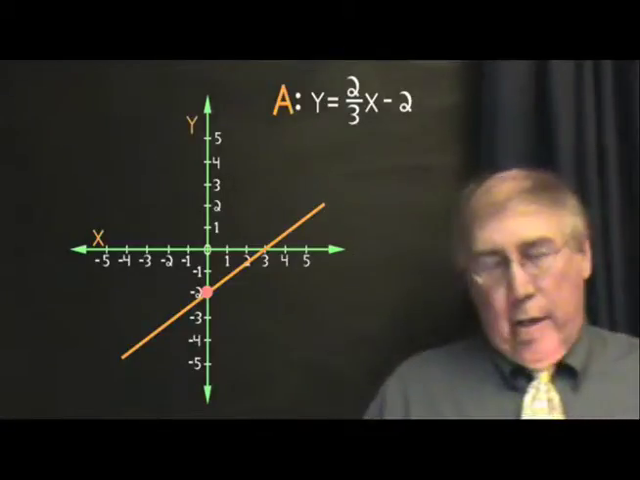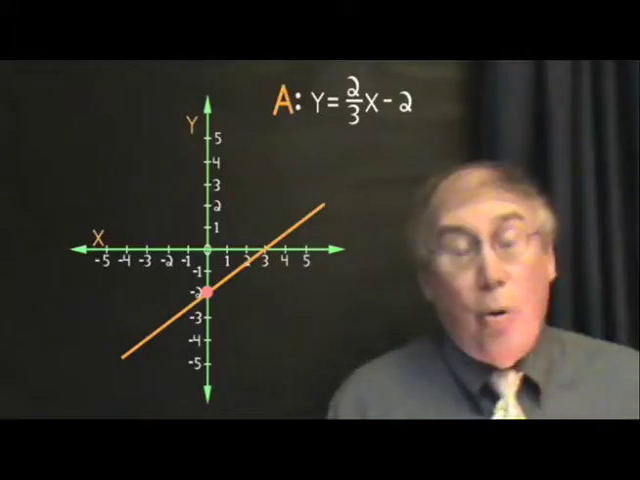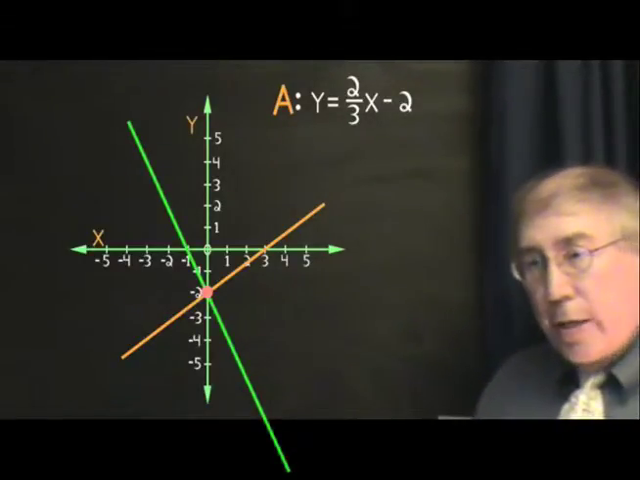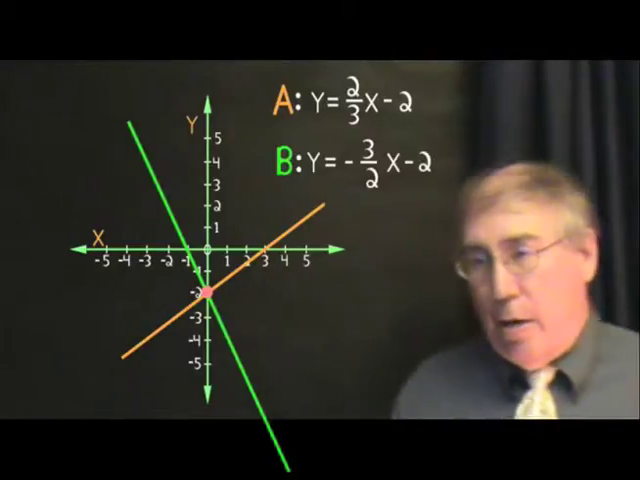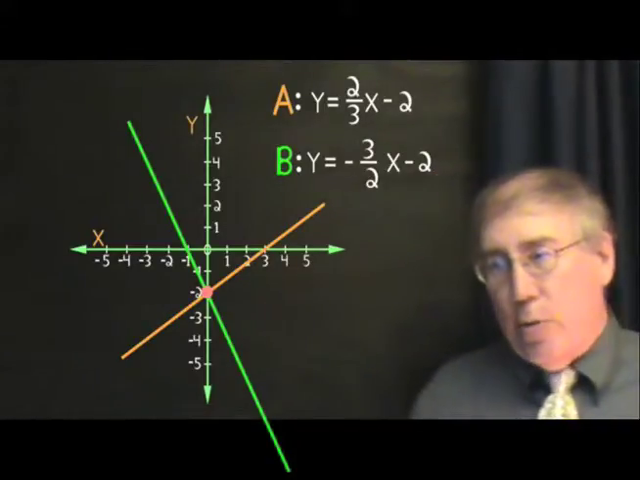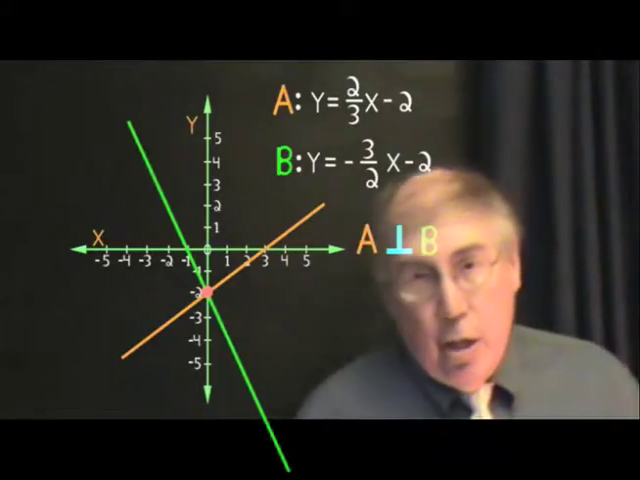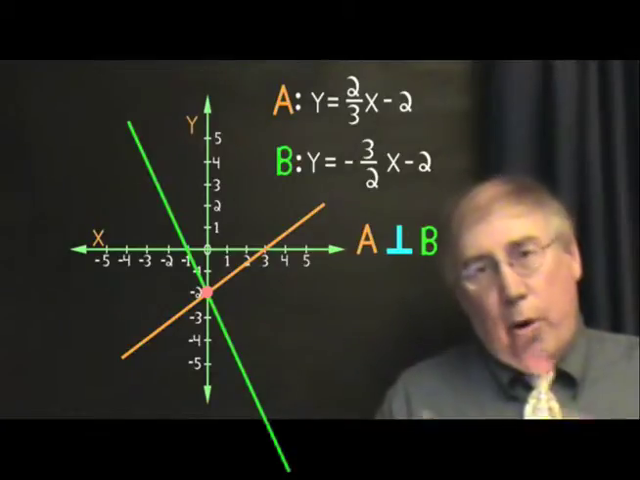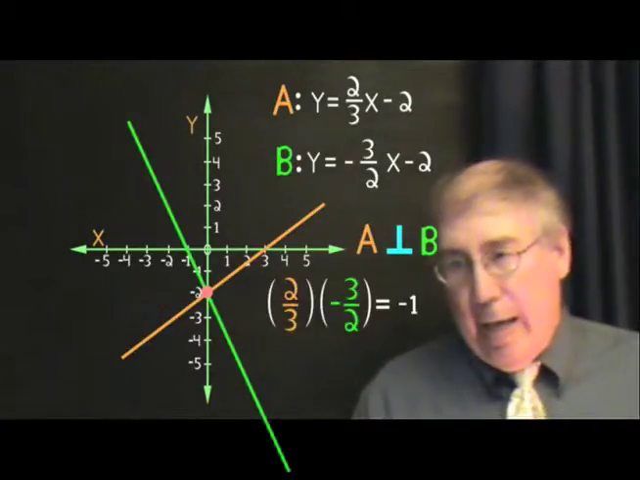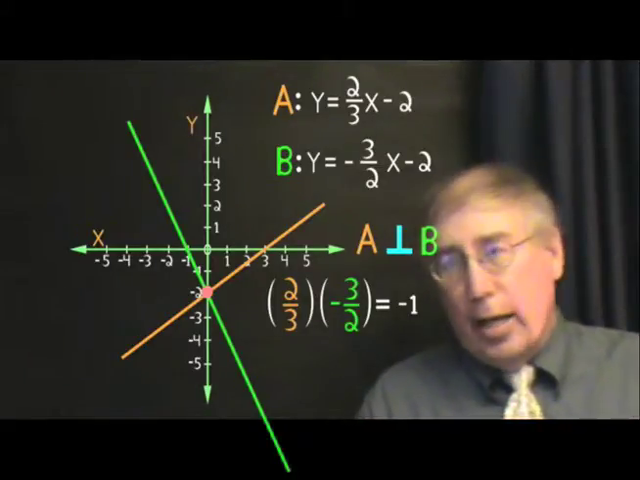So here, let's do this next example. Let's see if it's parallel or perpendicular or neither. So we have y equals 2/3 x minus 2. That's our orange line, and our green line is y equals -3/2 x minus 2. So notice that the slope of line B is the negative reciprocal of the slope of A. And now when you multiply those together, you get -1.